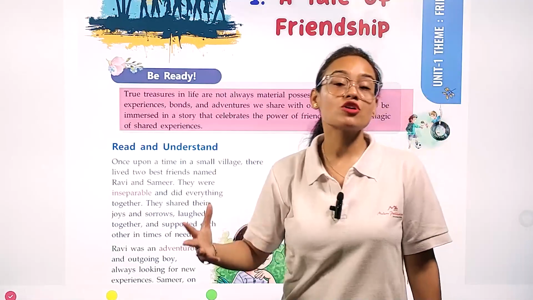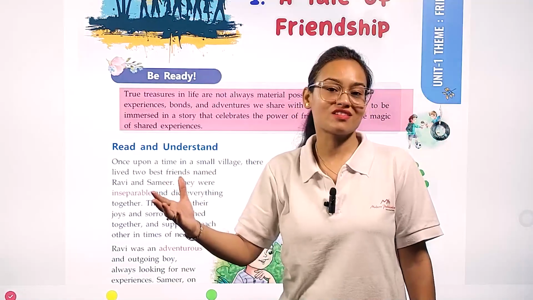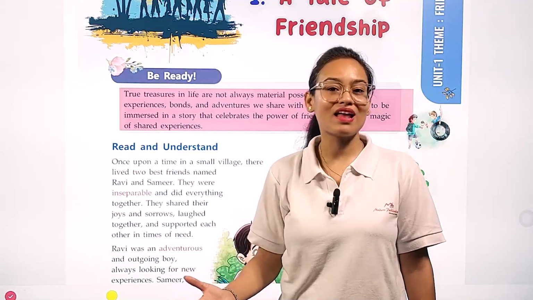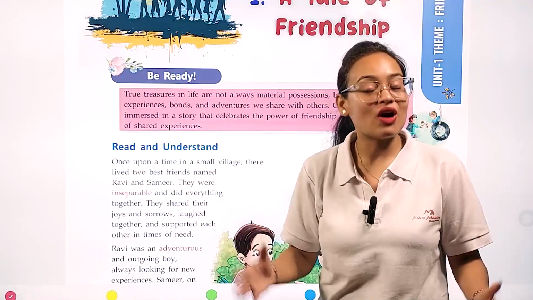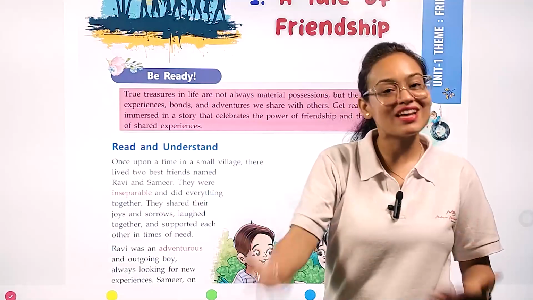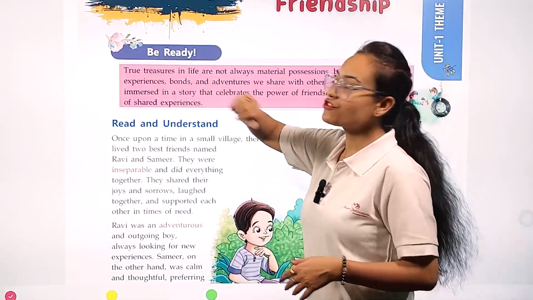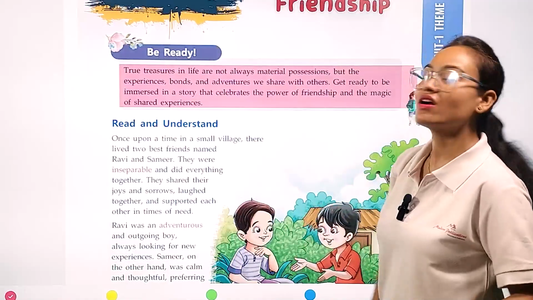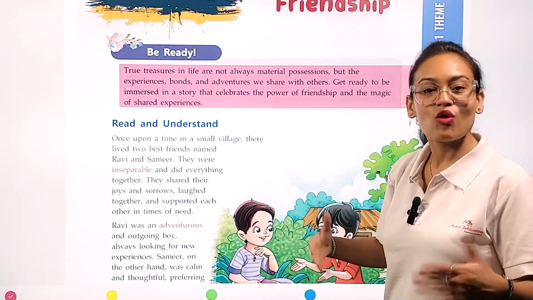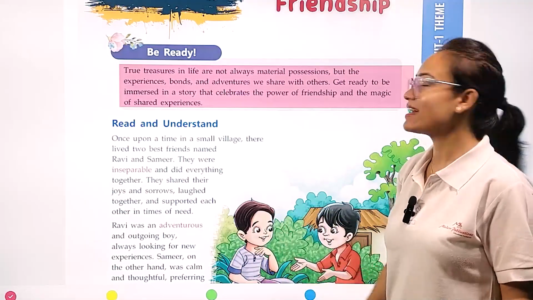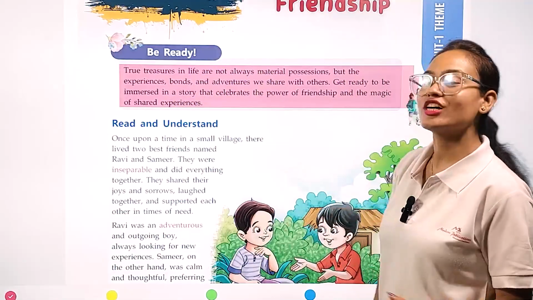But if you want true happiness in your life, if you want to become a really happy person in your life, then what you have to do? You have to make a great bond. You have to make a real bond with your friends and with your family. So my dear student, our true treasure in life is not always our material possessions. It lies in the experiences, bonds, and adventures we share with others.